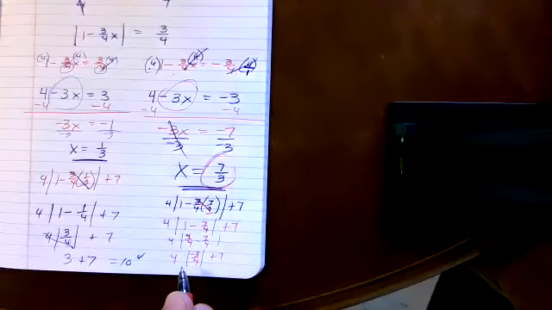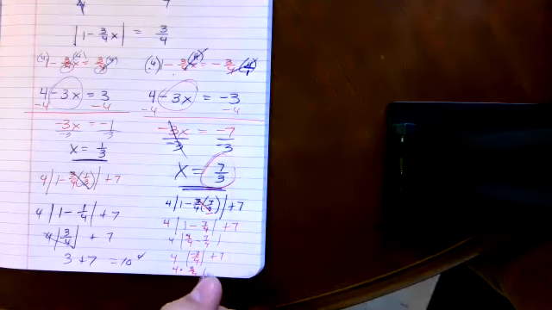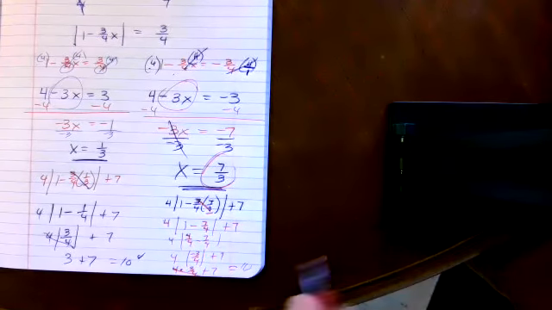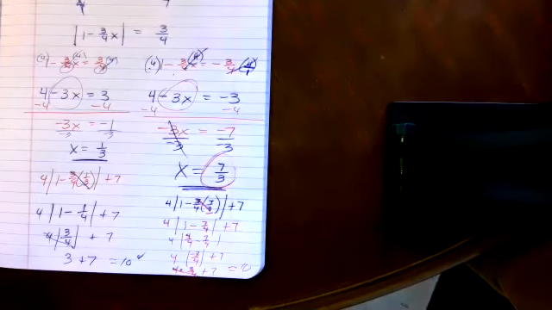And negative 3/4 in absolute value is really positive 3/4. And so really I have 4 times 3/4 plus 7. My 4s are going to cancel out. I have 3 plus 7, which is 10. That one checks also. So all is good with the world.